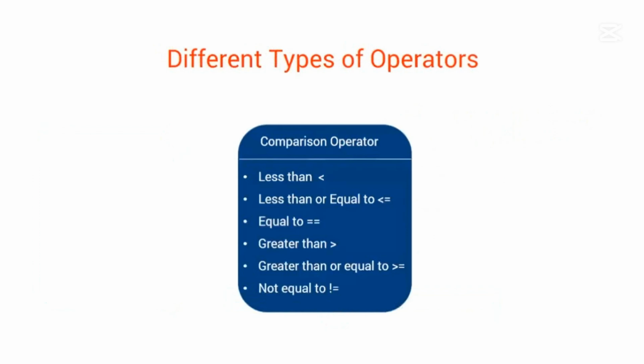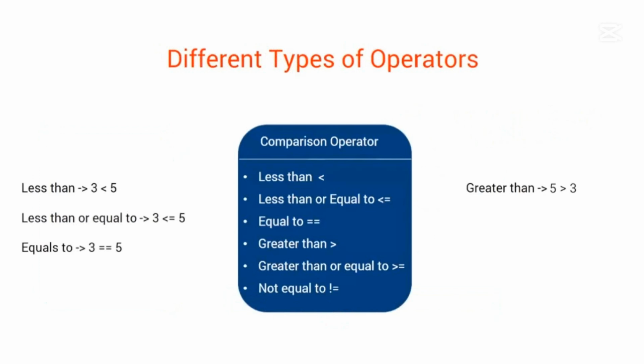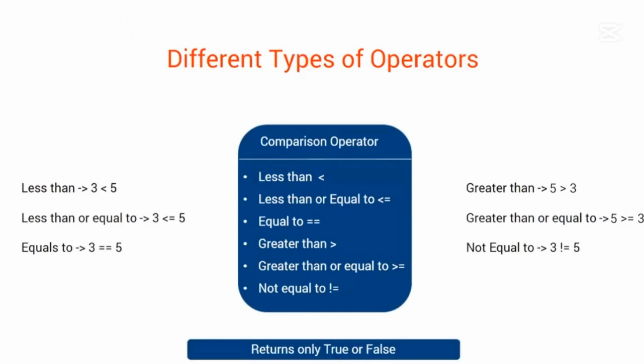There are different kinds of comparison operators, like less than, less than or equal to, greater than or equal to, and not equal to. So basically these comparison operators return an output based on one of these operators. For example, we can compare 3 and 5 and see whether 3 is less than 5. The thing to note about comparison operators is they always return a true or false value.